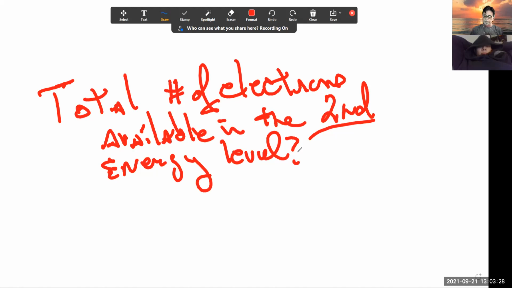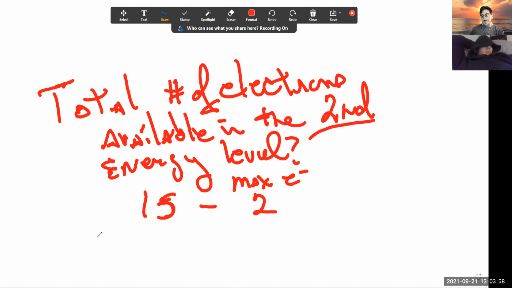Well, to answer that, you first have to figure out how many orbits are in the 2nd energy level. If you recall, in the 1st energy level there's only 1 orbit, and that is the S. So in the 1st energy level, the maximum number of electrons would be 2, because each orbit, and there's only 1 S orbit, can handle 2 electrons.